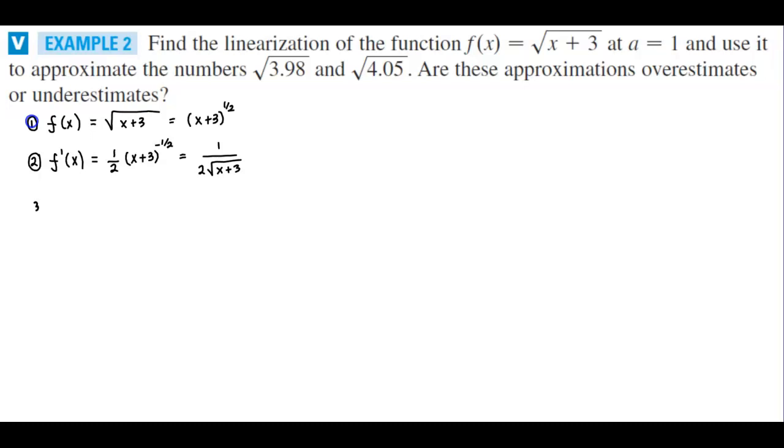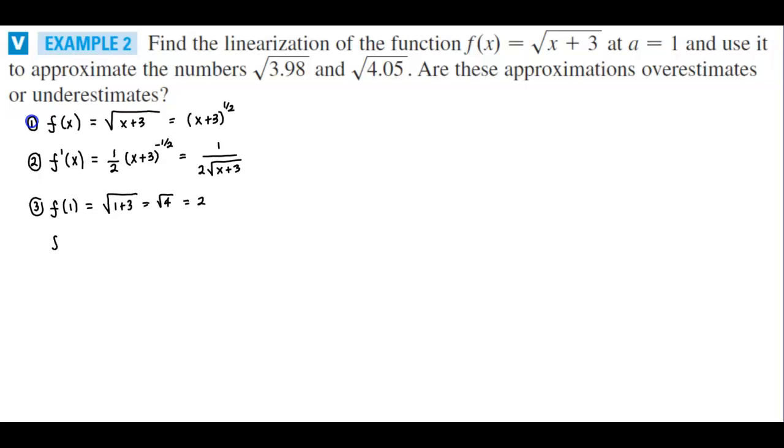Okay, so what do we know? We know that a is equal to 1. So if a is equal to 1, that means we want to find f of 1. We're going to plug that into step 1, which is that function. So f of 1 is going to be the square root of 1 plus 3, which is the square root of 4, which is equal to 2.